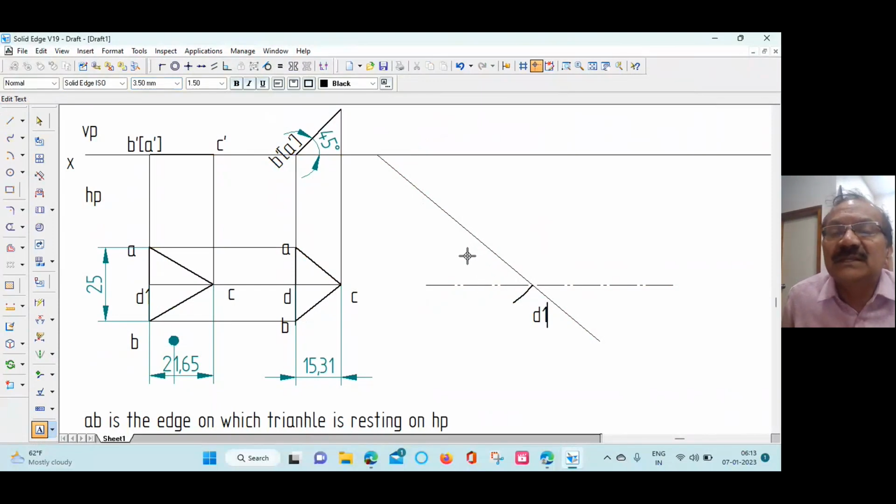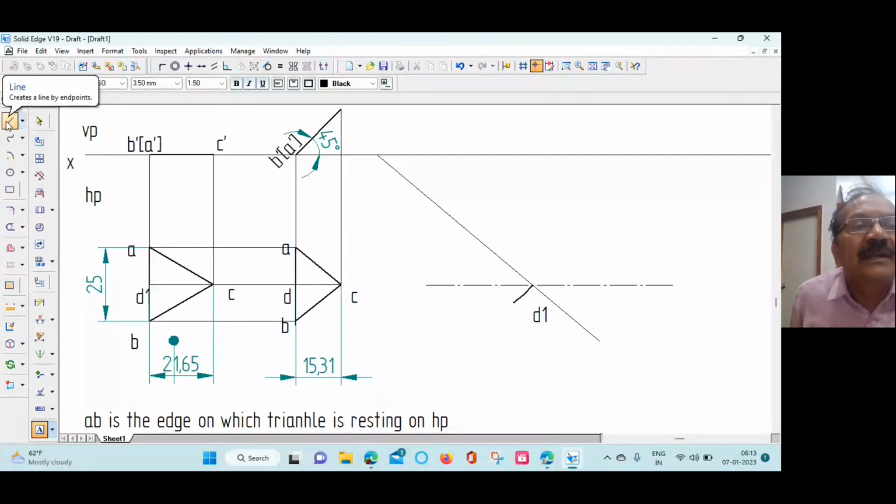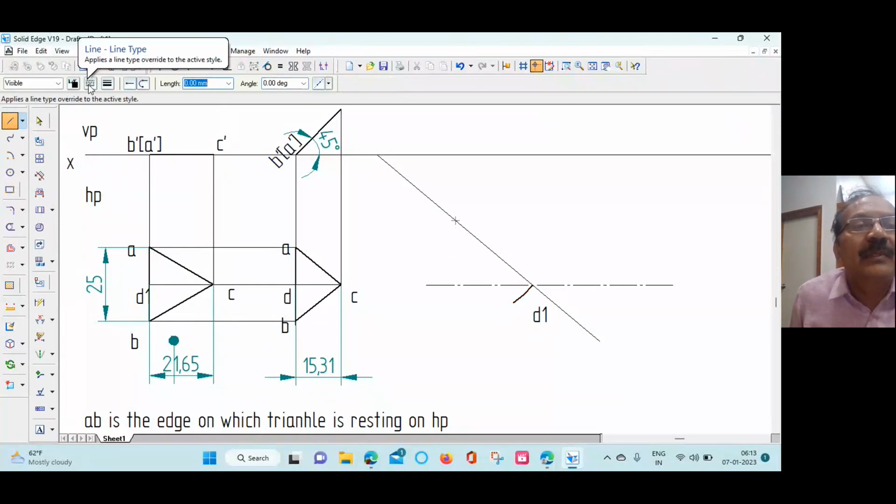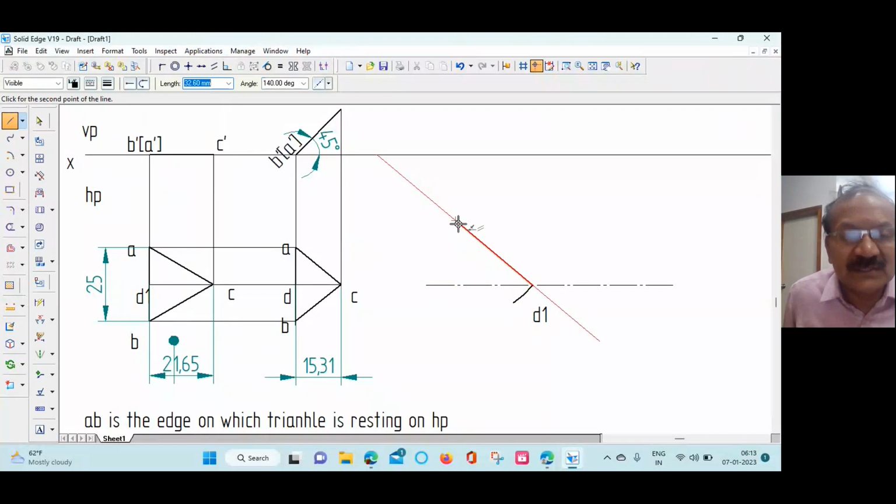C is somewhere here. Identifying C is difficult. What we'll do from here is draw one continuous line from the end point of this. Draw one continuous line. Length is 21.65. Okay. Here 21.65.